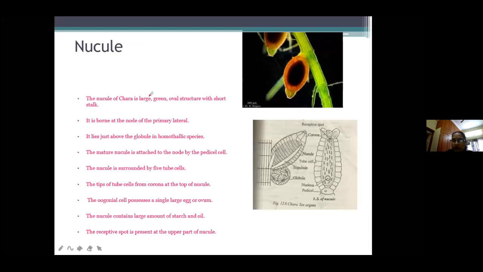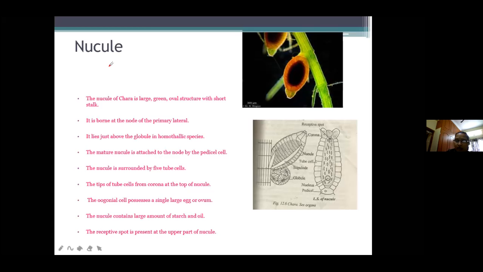The nucleus develops from a peripheral initial, which divides to form a row of 3 cells. After the first divisions, how many cells are formed here? Tell me fast. How many cells are formed? Here the nucleus initial cell divides and forms 3 cells.